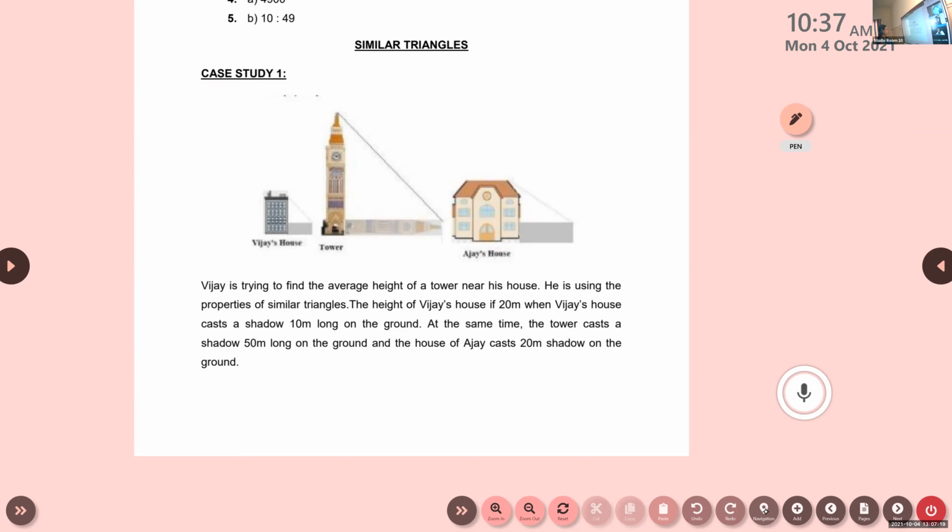Listen, children. Vijay is trying to find an average height of a tower near his house. He is using the properties of similar triangles. The height of Vijay's house is 20 meter when Vijay's house casts a shadow 10 meter long on the ground. At the same time, the tower casts a shadow 50 meter long on the ground and the house of Ajay casts 20 meter shadow on the ground. So three things are there: Vijay's house, Ajay, and one more, the tower. Now look at the next part. What is asked in the next part?